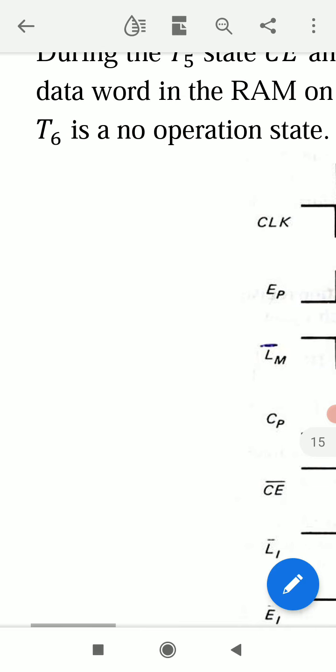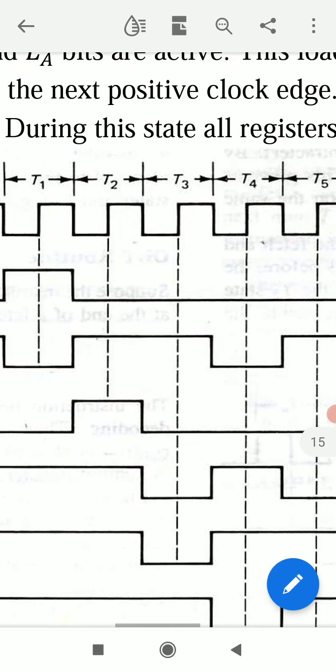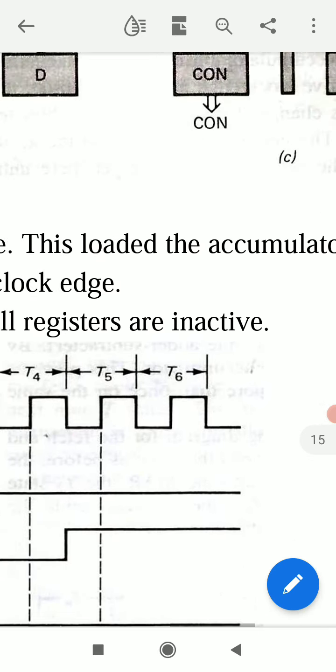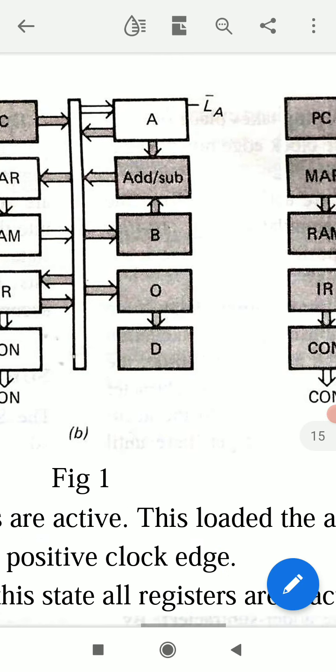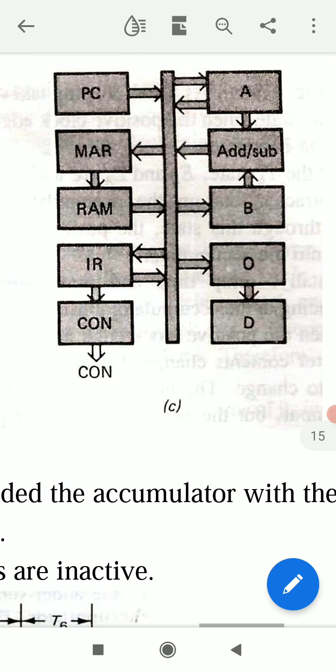T6 is a no operation state. During this state, all registers are inactive. This is the T6 state. All parts are inactive.